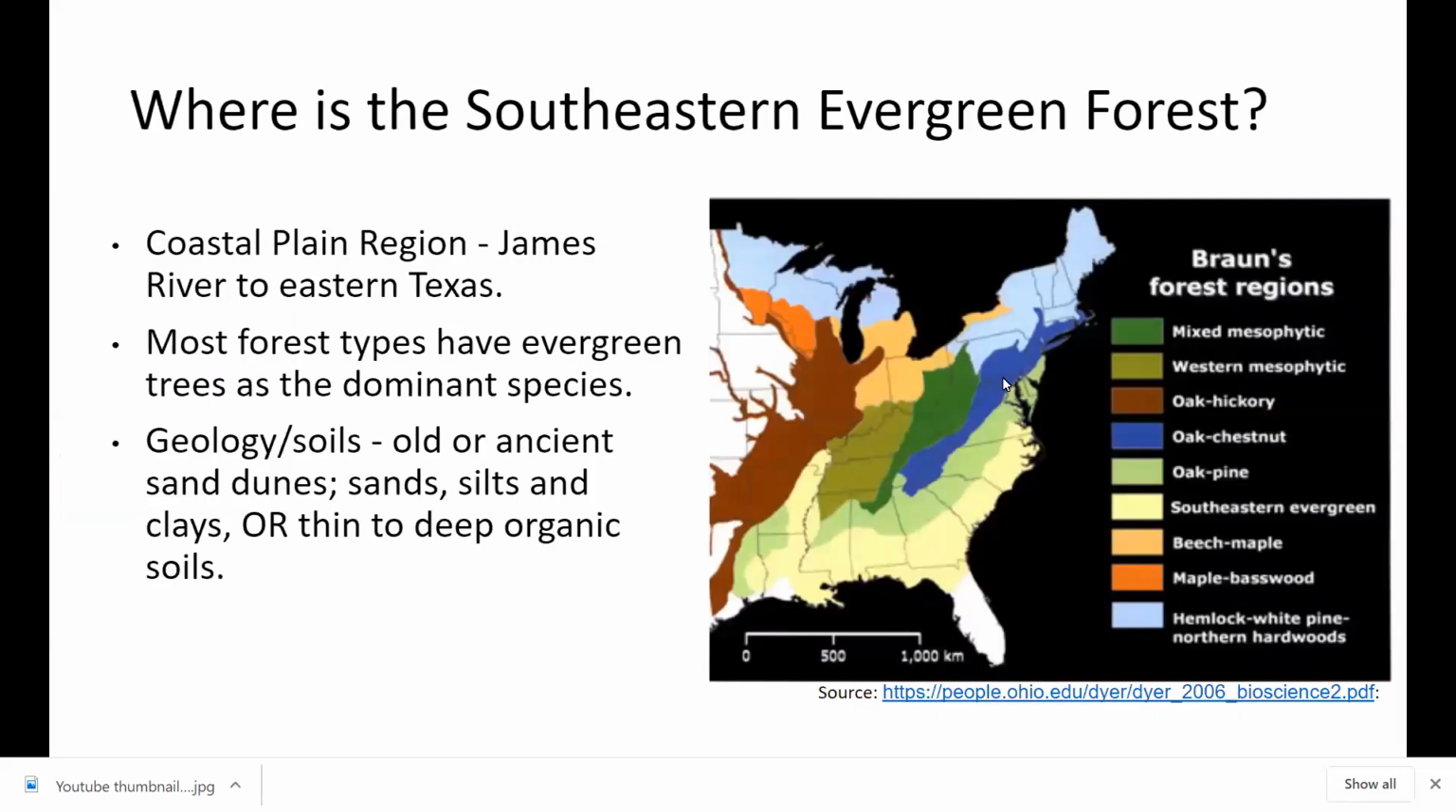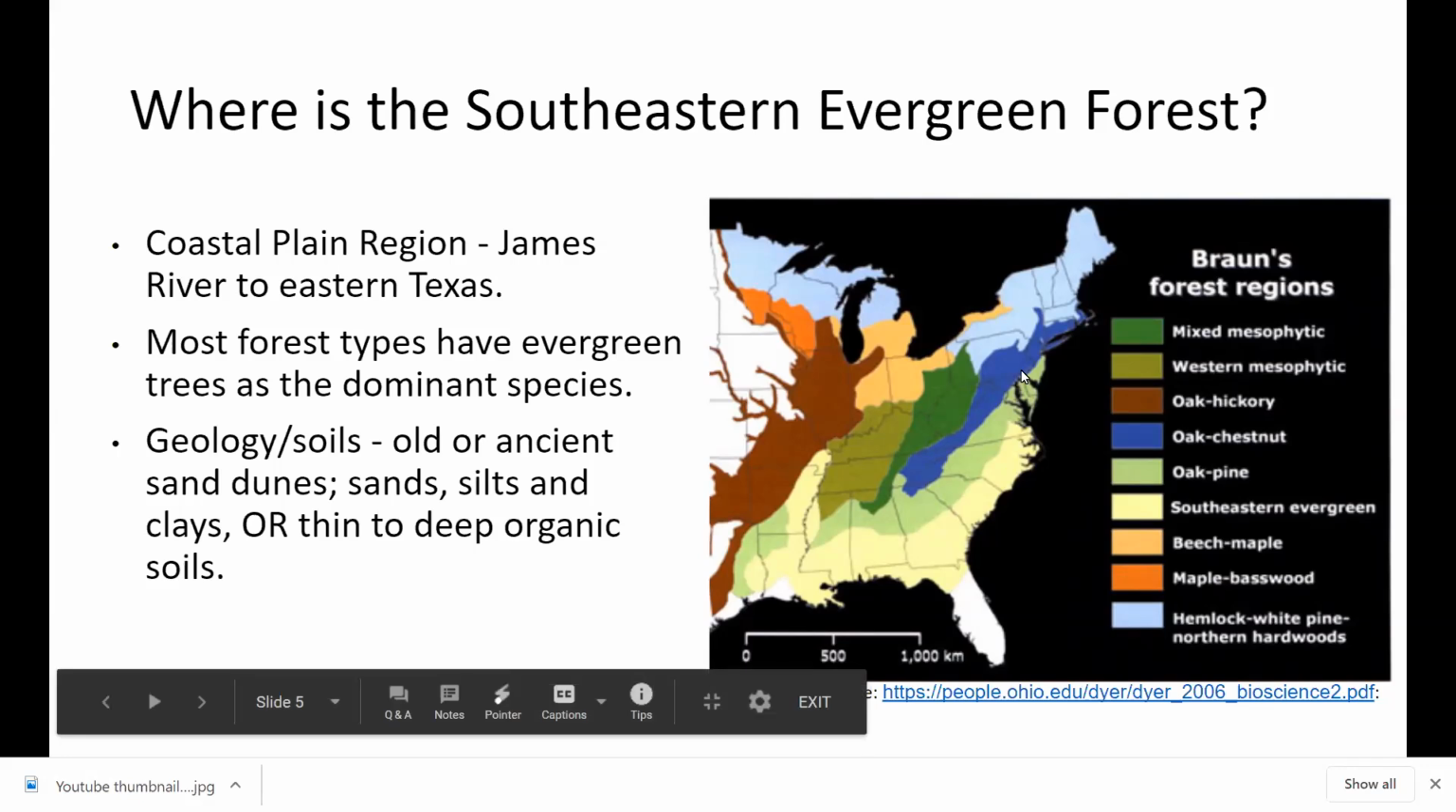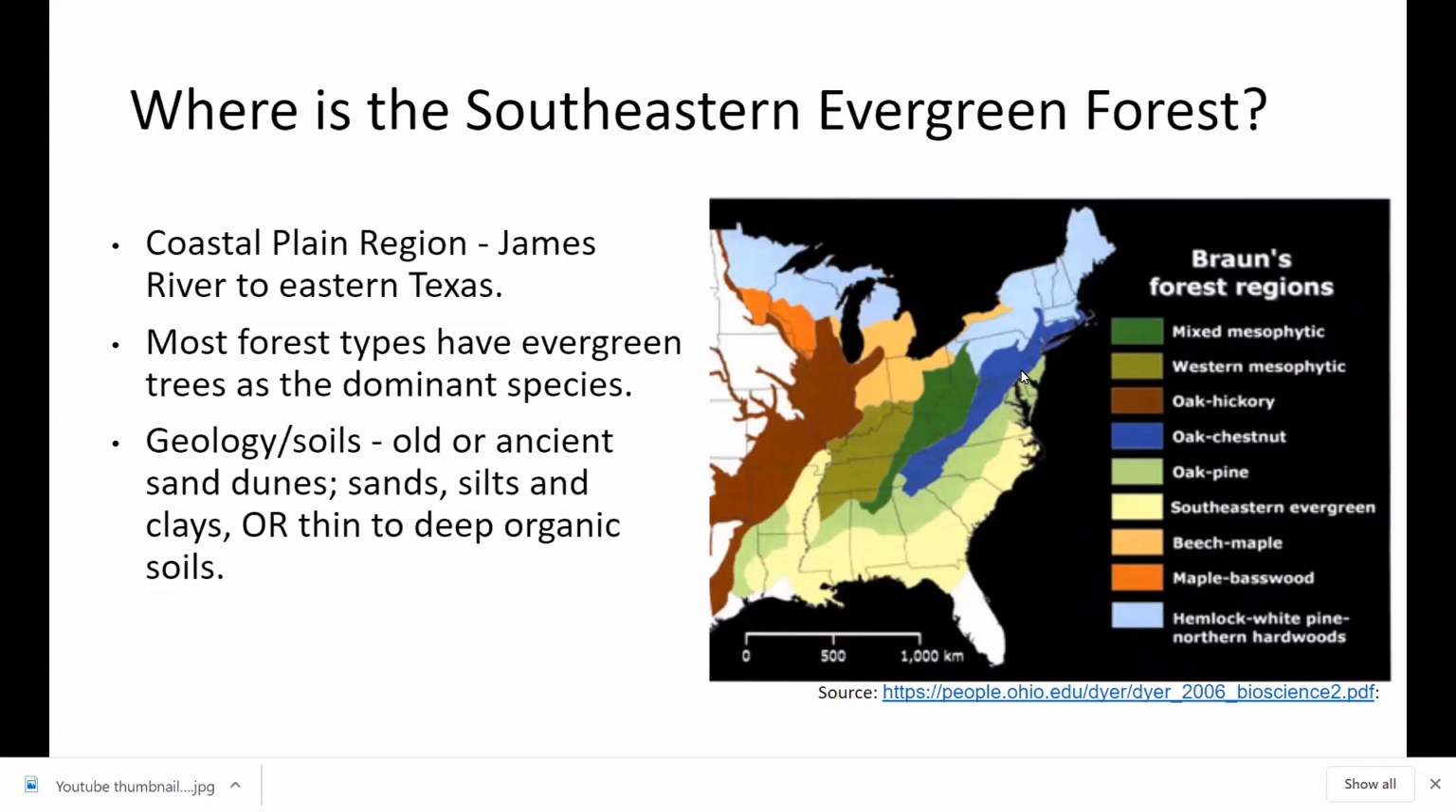In a lot of maps, it'll classify all these forests as one type, and that is the Southeastern evergreen forest. This was done as early as 1950 by Emma Lucy Braun, and you can see here in the yellow, the Southeastern evergreen forest. When we characterize it as one community type, we can describe it as occurring from basically the James River down to eastern Texas, although you can see that Florida has different types of forests since it's more tropical. Most of these forests are different depending on where you are, but they have an evergreen tree as a dominant or co-dominant species.